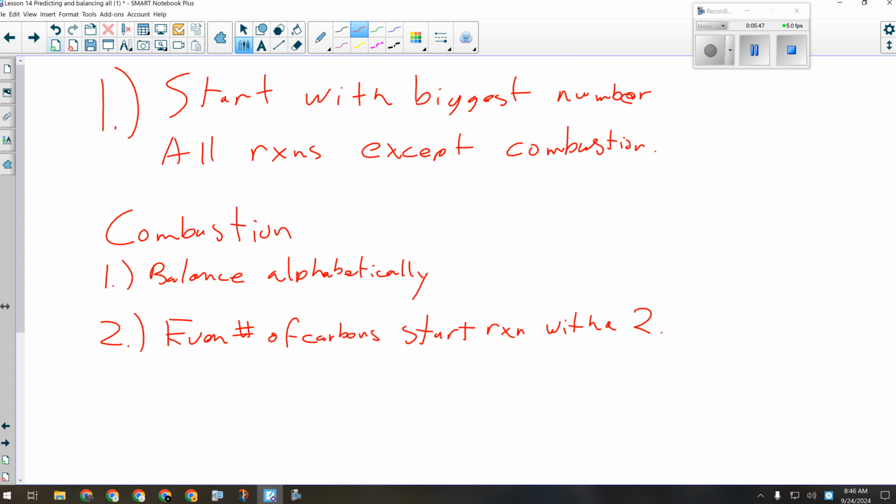What are our steps for predicting? If I want to predict the products of a reaction, what's the first thing I need to do? Decide what kind of reaction it's going to be. Yes, if I'm given the reactants in formula form, my first job is to figure out what kind of reaction it is. Today, I'm going to give you some that are in word form. So your first step is actually to write out the reactants in formula form, and then decide what type of reaction is going to occur. Once you've decided what kind of reaction occurs, then what do you do?